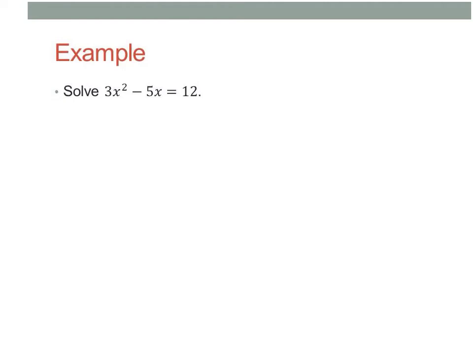Okay, so we're back to solving. And we still only have the same method, the zero product property. So it has to be equal to 0 first of all. So we're going to subtract 12 from both sides. There we go, 3x squared minus 5x minus 12.